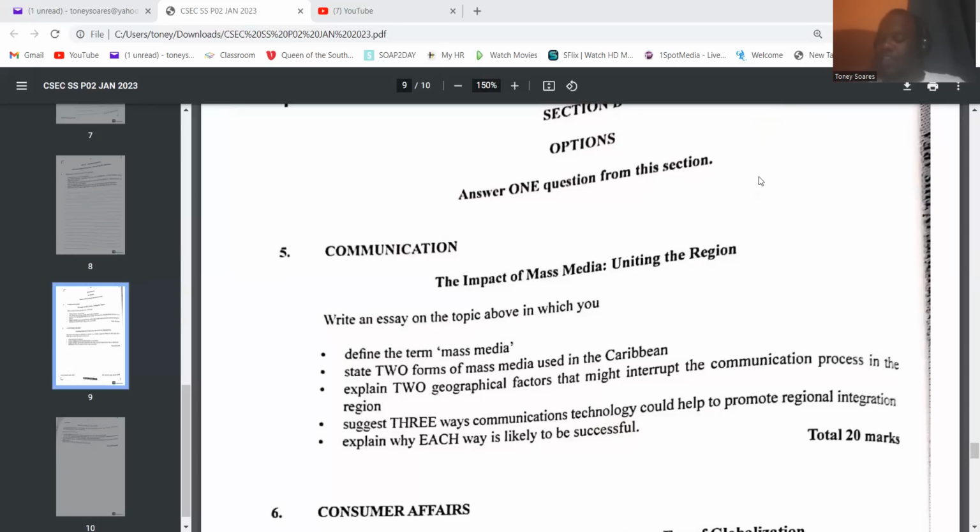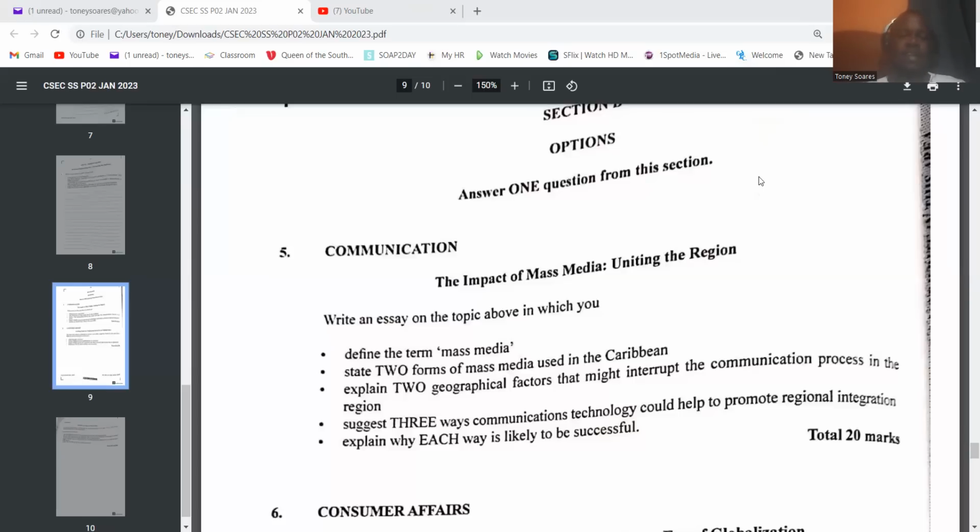All right, so define the term mass media. Mass media are forms of media that are used to communicate to large groups of people, right? Then the next part of the question says, state two forms of mass media used in the Caribbean. So there are several forms. You have the internet, you have social media, which is current now, you have TV, you have newspaper, you have radio. Right? And there are more examples like magazines and so on.